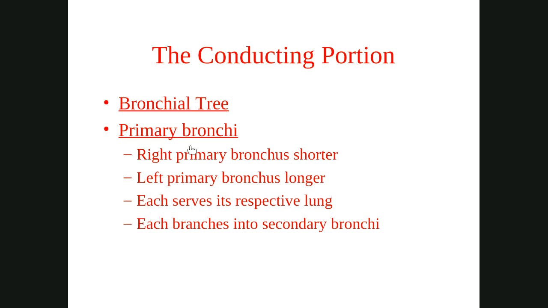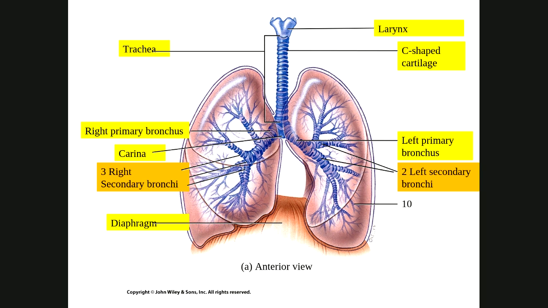We have a right primary bronchus, a left primary bronchus, and each serves its respective lung. Okay, so it goes into the secondary bronchi. So now in orange, you see the secondary bronchi. I told you those are very short. So this is the primary, and then it splits. See how it's split here? So it splits once, which is just this short stem right here. So this is secondary. And once it splits again, now it's actually tertiary.